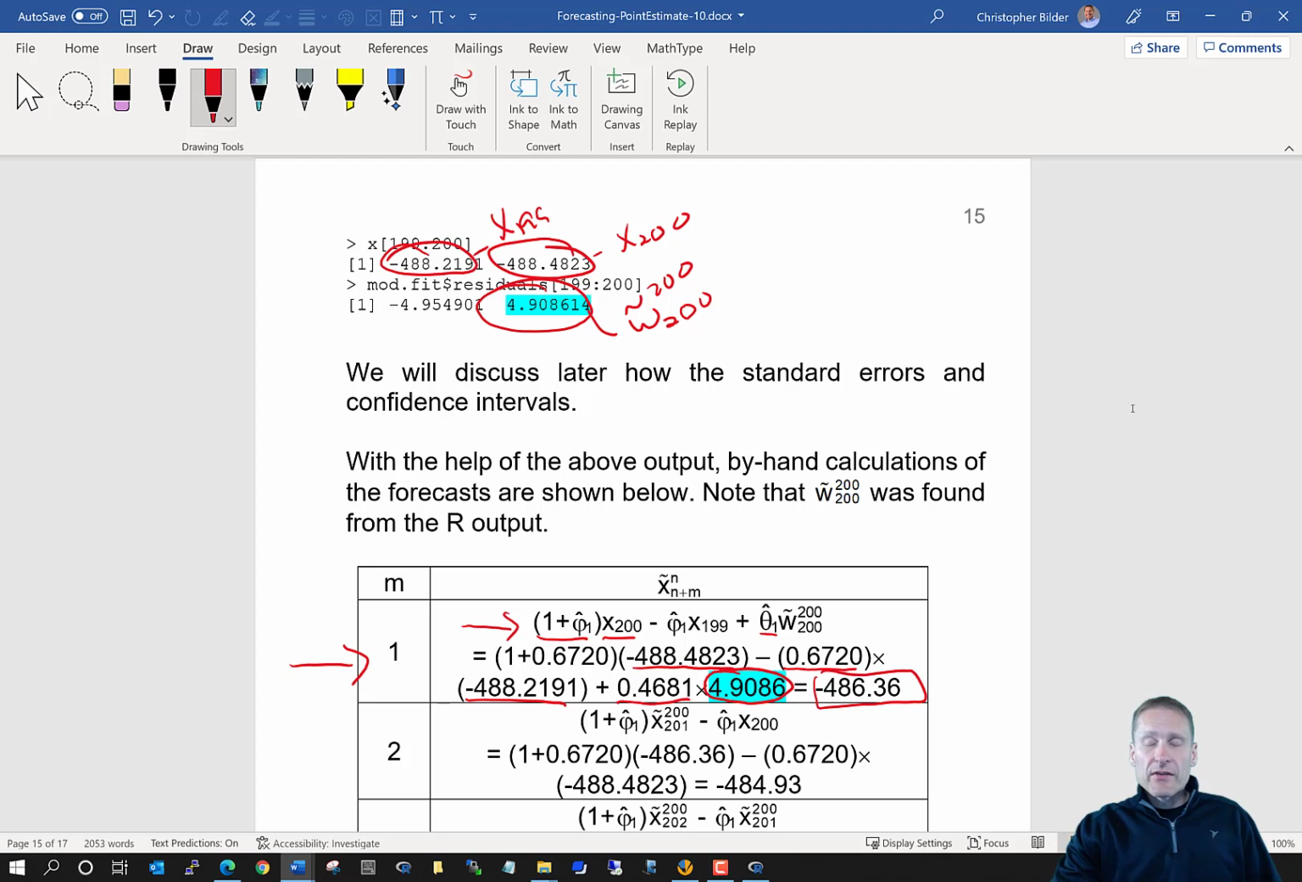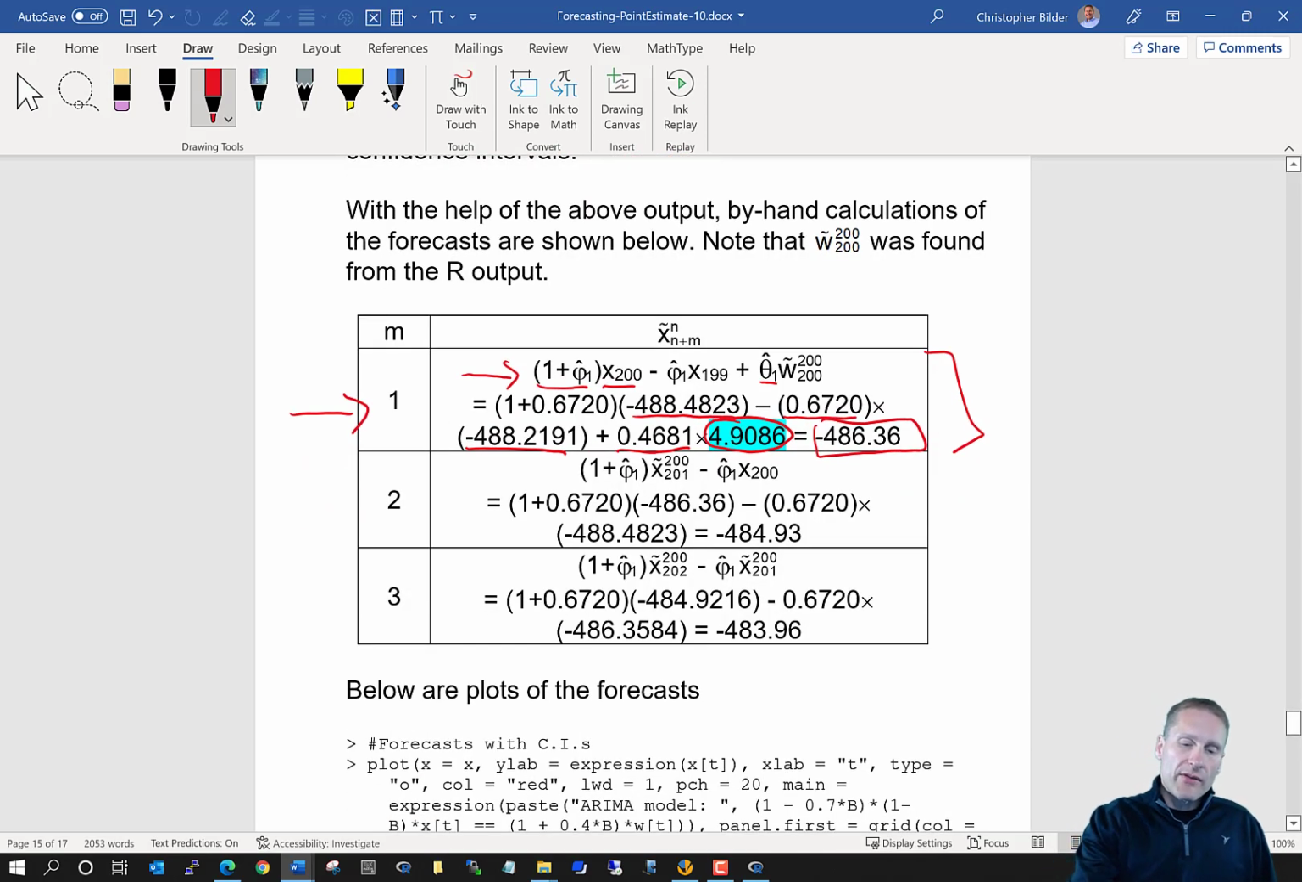Just for emphasis, on a test, I might actually have you go through these by-hand calculations like this to show me that indeed you understand how these forecasted values come about. So we can go now to 2 time points into the future. Go through the calculations on your own. Notice you get negative 484.93. Notice also how that residual no longer is stated in there. Obviously, though, it does have a part in that x tilde sub 201 superscript 200 calculation.